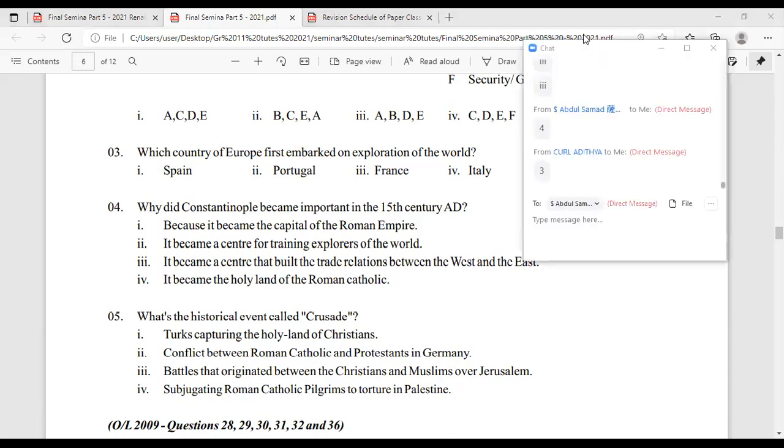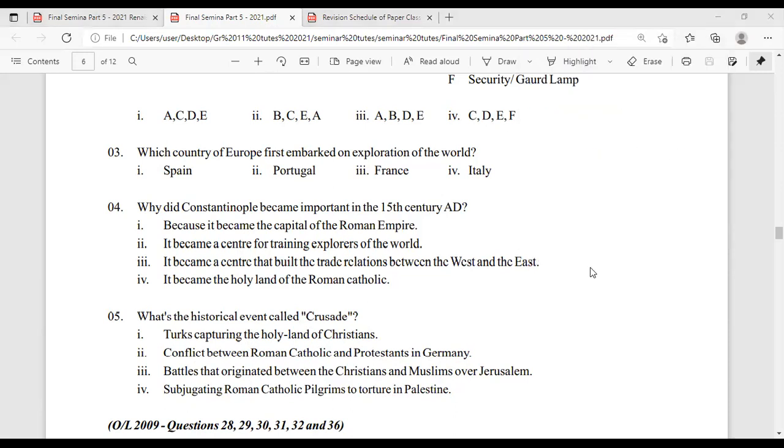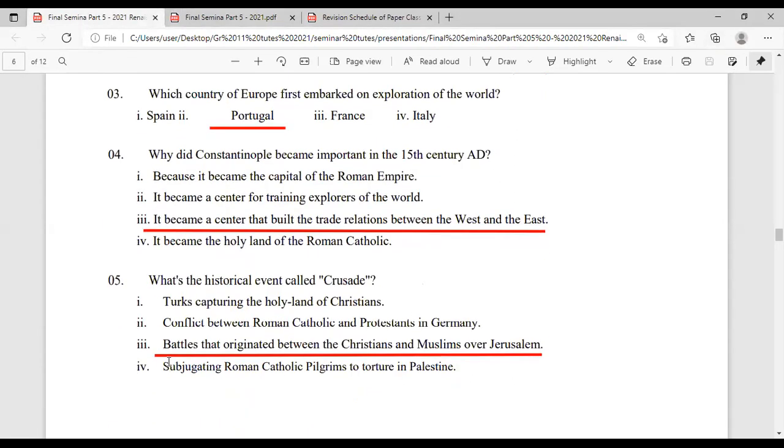Any answer? Nothing came. Carl says 3, Sama says 3, Asma says 3, Sandra says 3. Okay, we'll see. Yes, you are correct. Battles that originated between the Christians and Muslims over Jerusalem, those are crusades. Okay. You are giving very good, quick, correct answers. So we'll do up to 10 and then we'll go to the essay type questions.